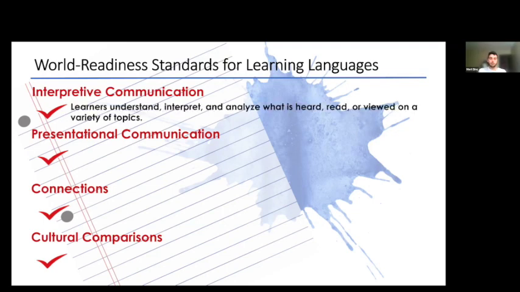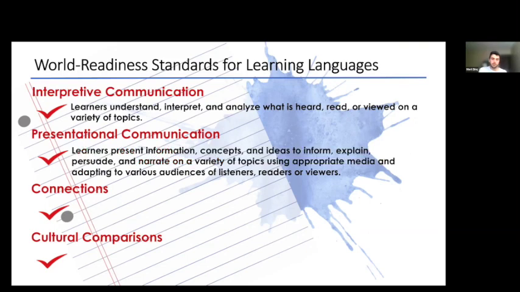So for presentational communication, learners present information, concepts, and ideas to inform, explain, maybe persuade or narrate on a variety of topics using appropriate media and adapting to various audiences of listeners, readers, and viewers.